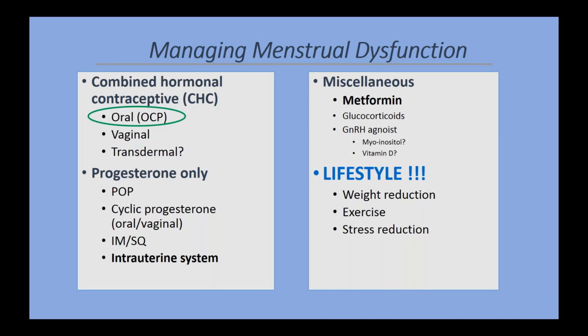There are some data, mostly in the adult population, that myoinositol or vitamin D may improve insulin signaling at the level of ovarian tissue and may improve menstrual cyclicity. Again, these are mostly adult data, but these are agents that are safe and well tolerated, and we need data in the adolescent population before we can recommend utilization of these agents.